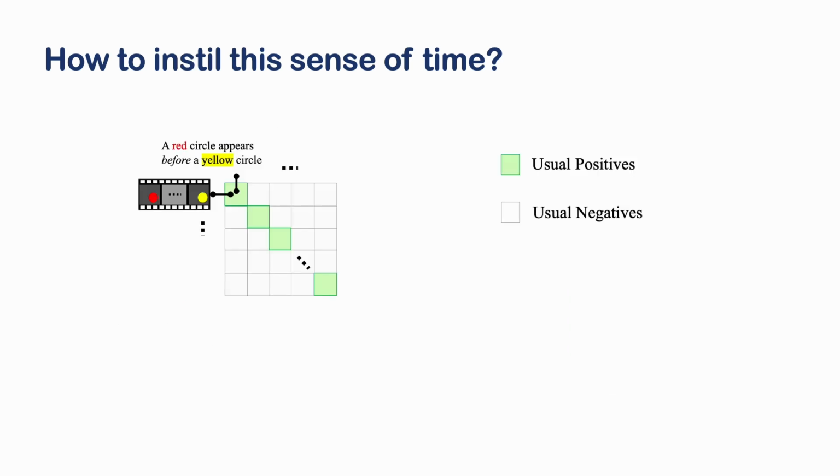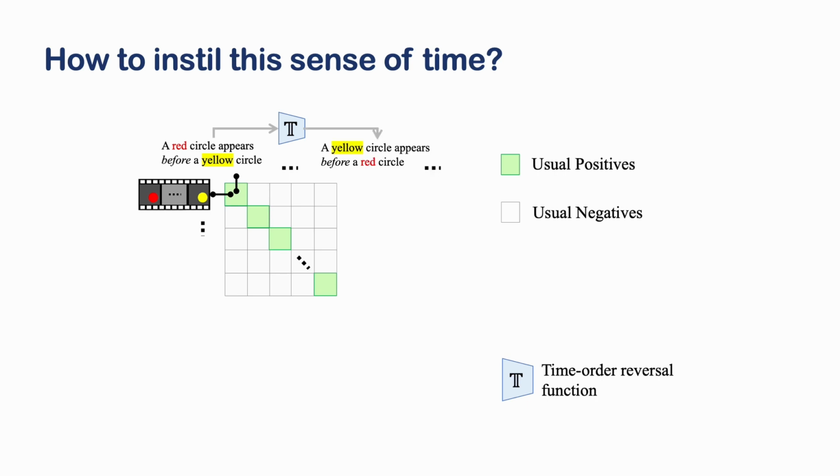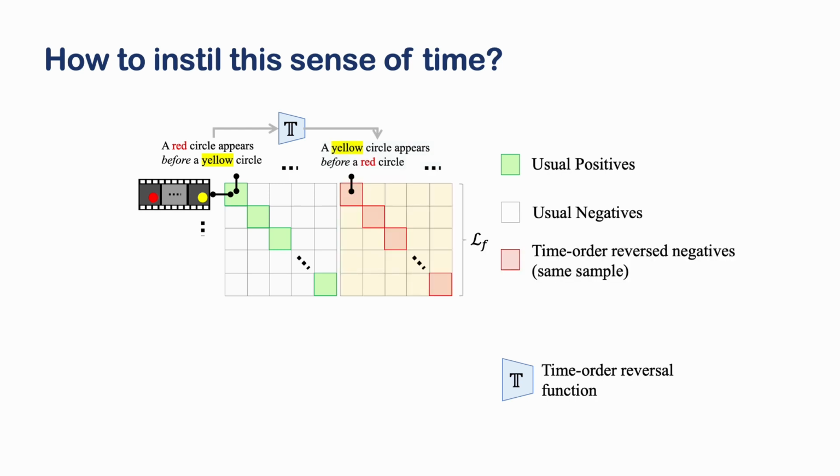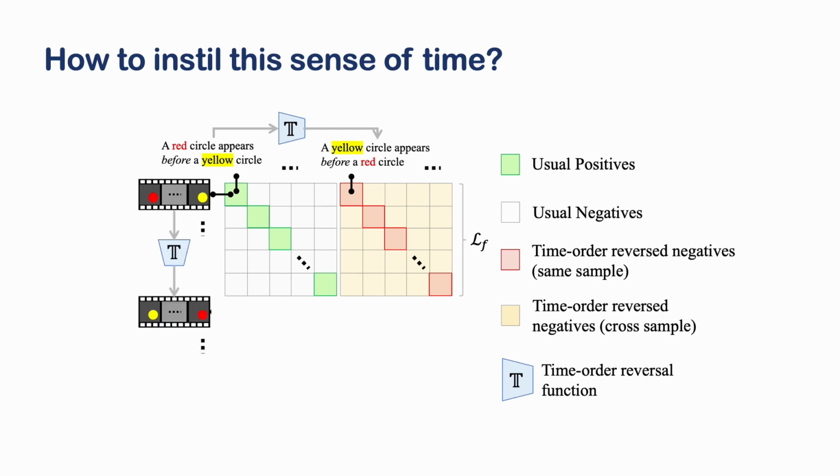We start with the usual contrastive learning setup where for a video, the corresponding sentence serves as a positive and all other sentences in the batch serve as negatives. Then we apply the time order reversal function to the sentence, which swaps the order of events in the text. These serve as additional negative sentences: one reversed sentence corresponding to the video, and reversed sentences for the other sentences in the batch.